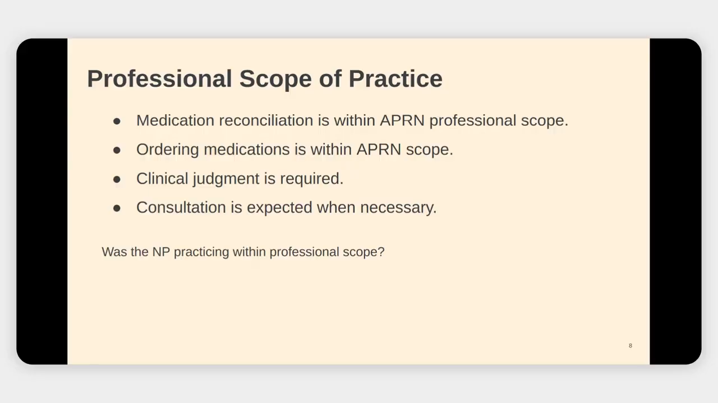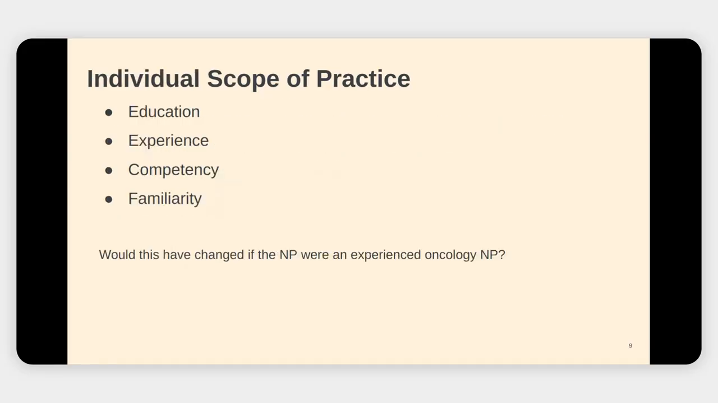However, practicing within one's legal authority does not automatically mean the care meets the standard of practice or that the provider is acting within individual competency. This case highlights the important distinction between professional scope and individual scope of practice. Professional scope is determined by laws, regulations, certification, and licensure. Individual scope depends on a provider's education, experience, demonstrated competency, and clinical judgment.